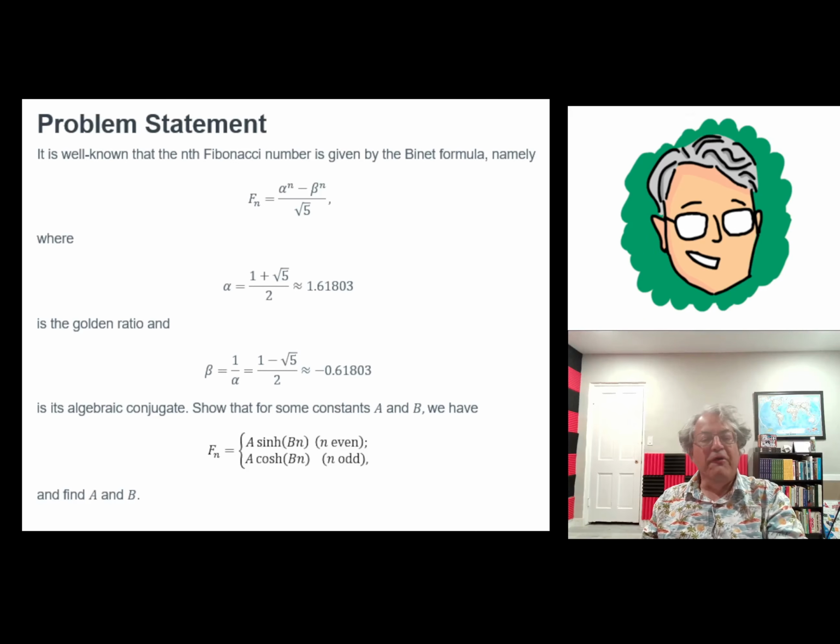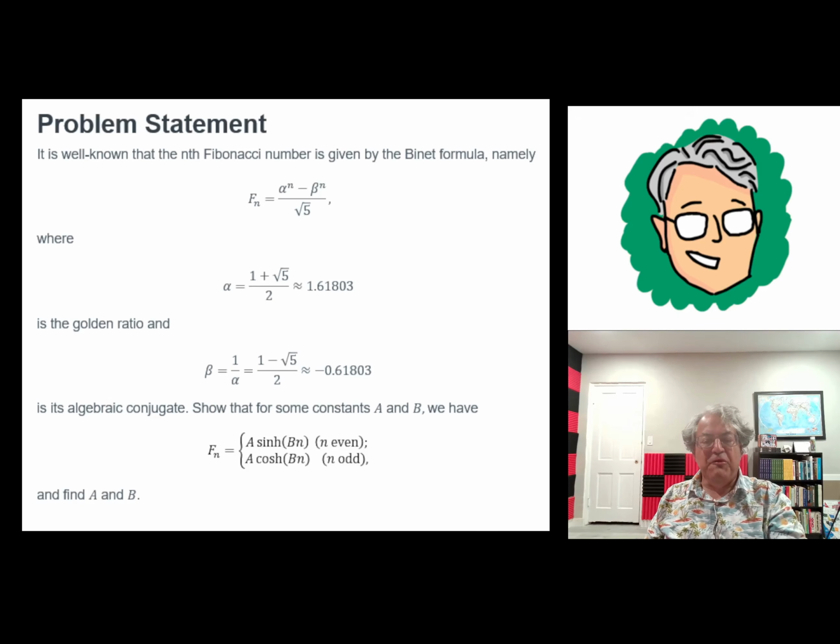We want to basically derive the formulas I just showed you for the Fibonacci numbers in terms of hyperbolic sine and hyperbolic cosine using the Binet formula, which I think I did in a previous video, maybe less than a month ago. This is a very nice formula.